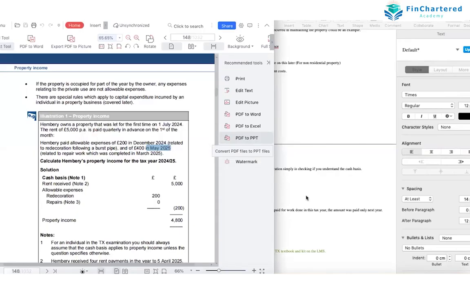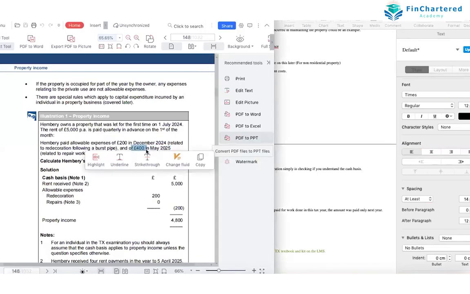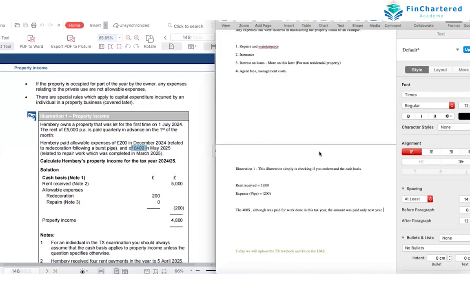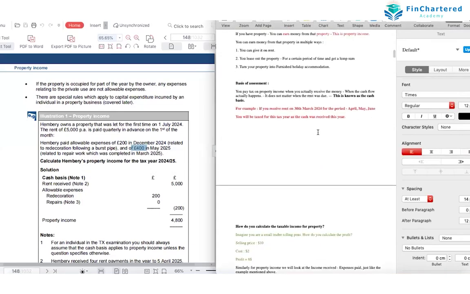Therefore, as per cash basis, I will not deduct this 400 this year. I will deduct it as an expense next year, because cash basis says that it does not matter when the rent or expense was due. We are bothered about when the cash flow actually happens.